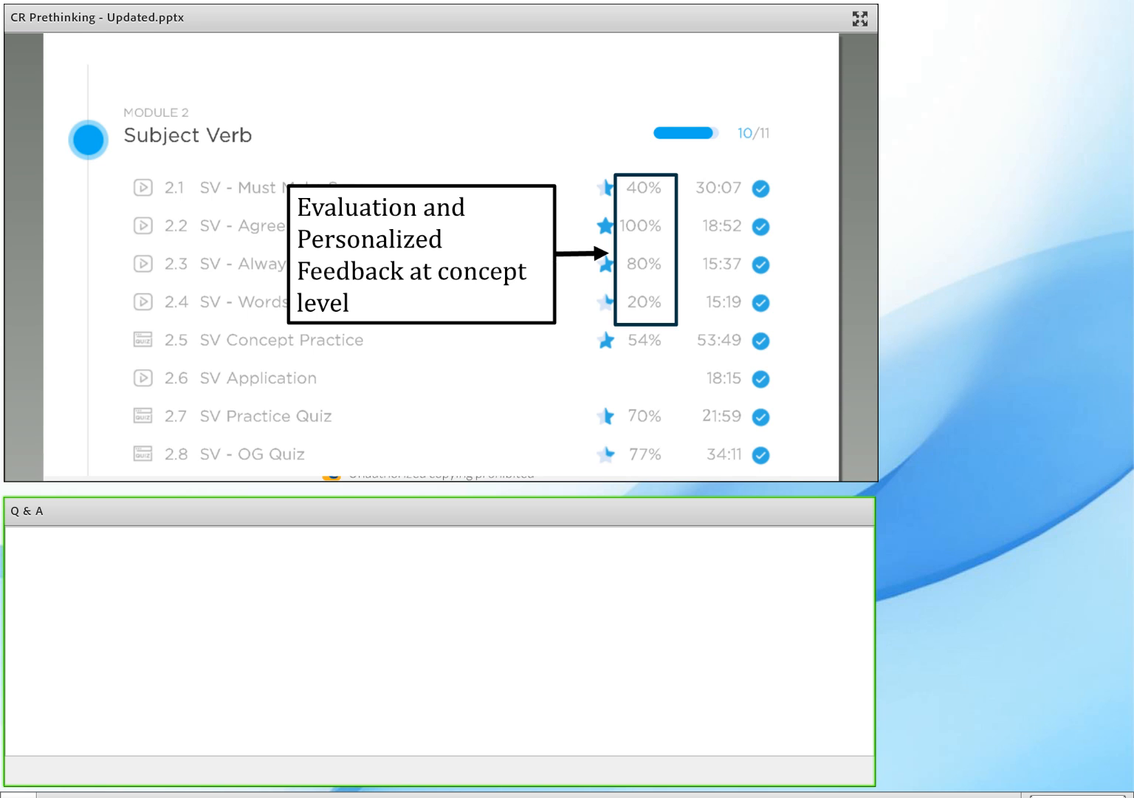For example, this first concept over here, SV, with a green number, this particular student hasn't learned it really well, and the system gives the student feedback: hey, you should revise this concept, and so on and so forth. Because you get this feedback, you can do a course correction right then and there and make sure that as you move forward, you've learned the prior material properly.